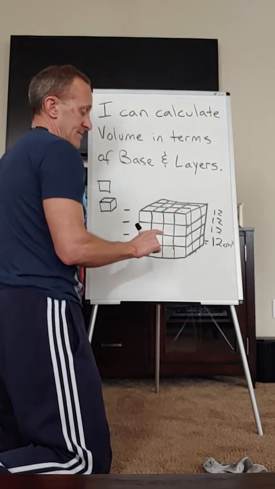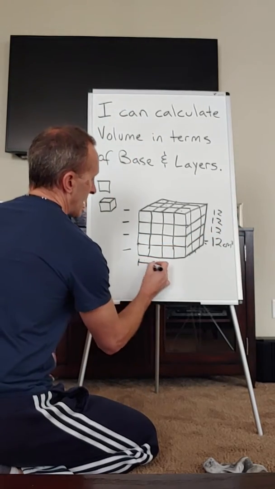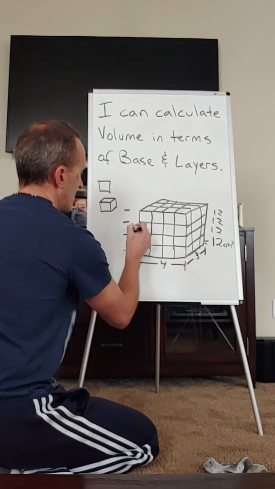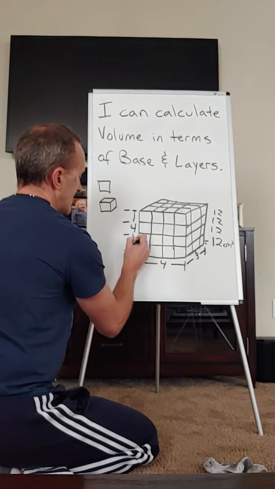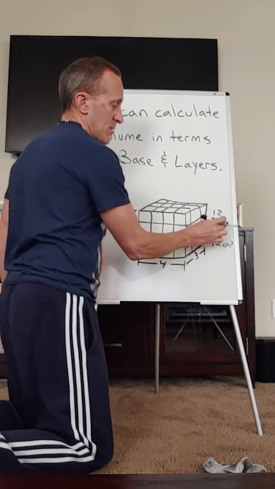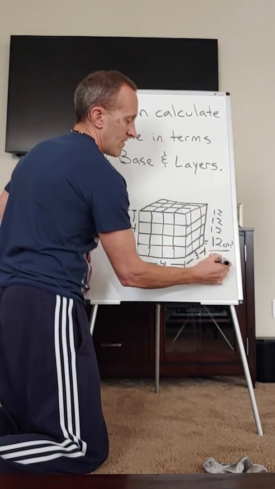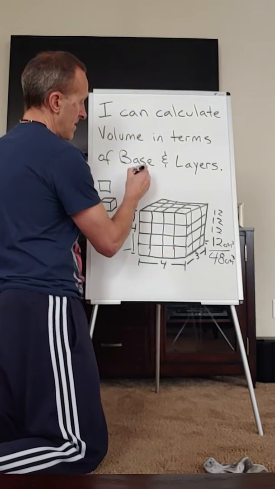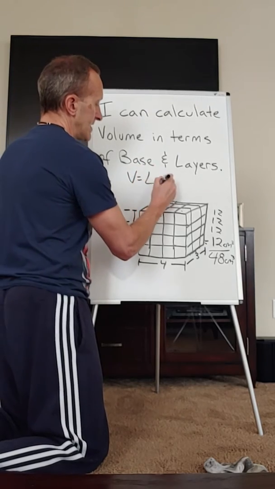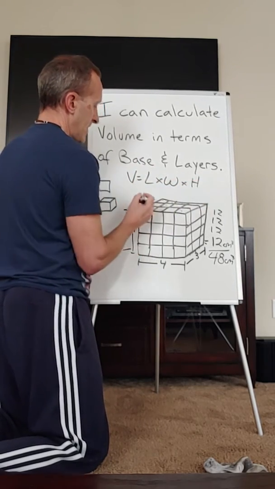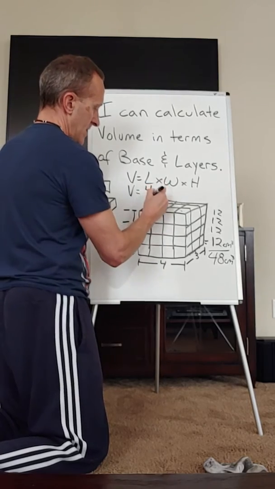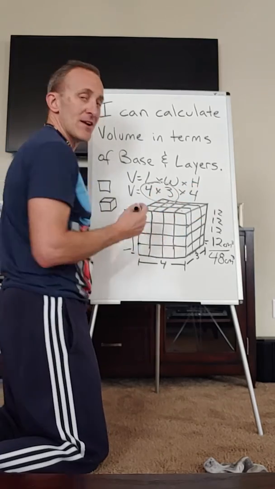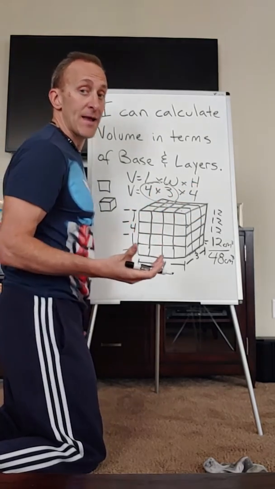Now, if I was labeling this with length, width, and height, I would say, okay, 4 this way, 3 width, and 4 height. And again, we did 12, 12, 12, 12 is how much? 48 centimeters cubed. If we did our formula, volume equals length times width times height, volume equals 4 times 3 times 4. There's our 12 times 4. There's our 48. So it works the same way, okay?